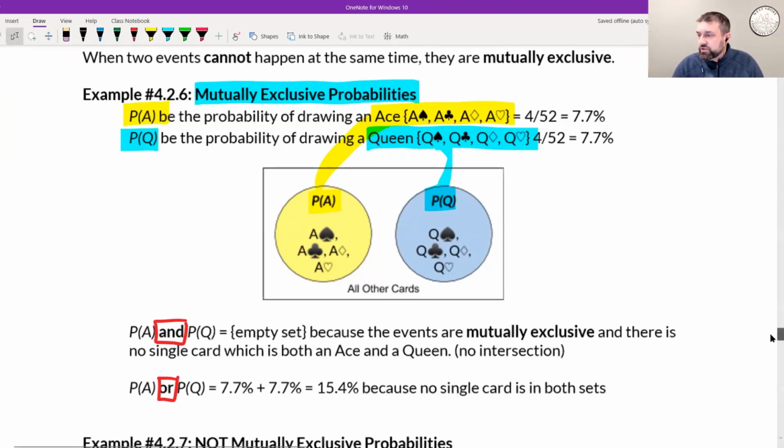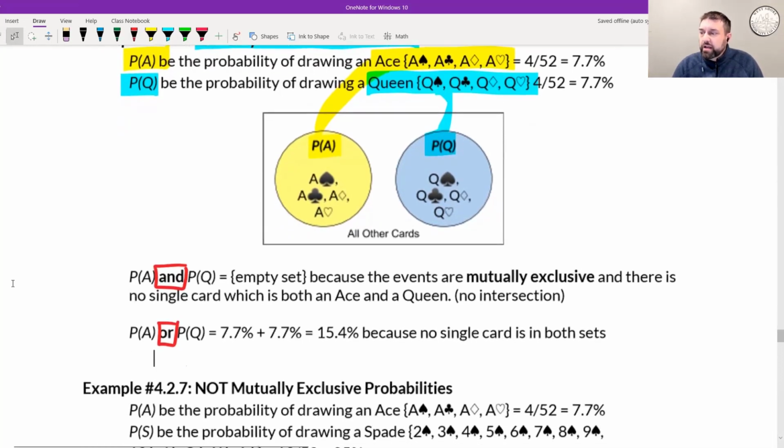So if you take a look at this and you say, okay, what is the probability that a card is an ace and a queen? So you reach in the deck, you pull out a single card, and that card is both an ace and a queen. There is no card that is both an ace and a queen. Like the top half is an ace and the bottom half is a queen? No, we don't have cards like that, right? And so this is the empty set.